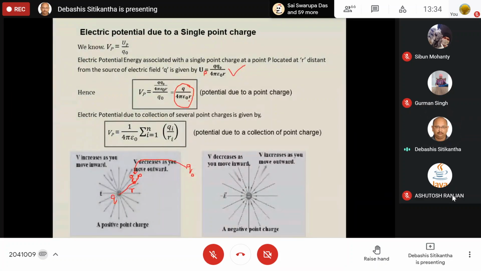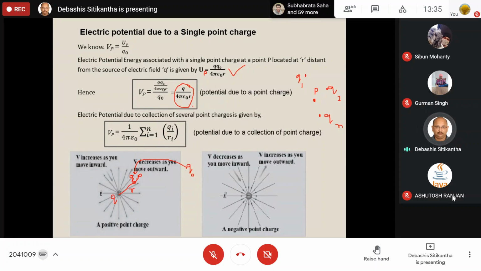Okay. Next, obviously, in a space, I may not have a single point charge. I may have a collection of point charges. If that is the case, then how are we going to find the electric potential at a point P? Let us say there are multiple point charges like Q1, Q2, and Qn. I want to evaluate the electric potential at the point P. Then obviously the equation that is going to help us must have a summation sign.